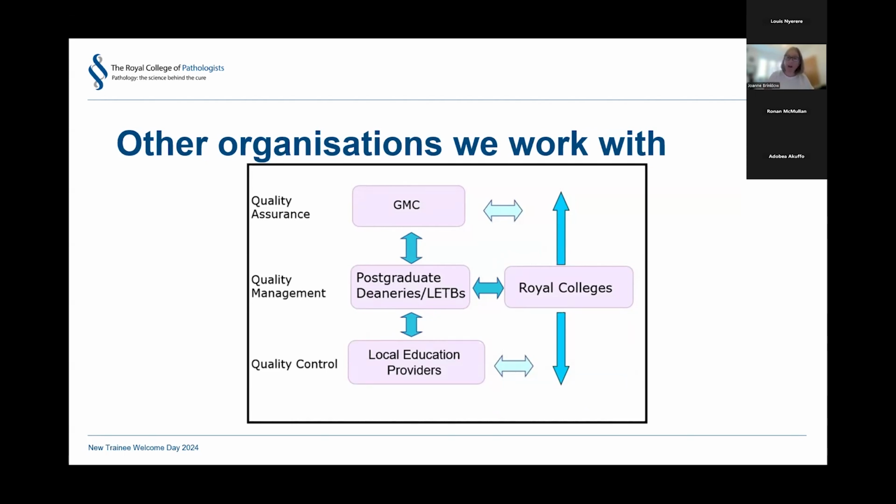We also obviously work closely with the postgraduate deaneries, so they will be, again, another contact for you. Obviously, the deaneries deliver the curricula that the college has set out, and the GMC also oversee that delivery too. And then there are the local education providers where you actually undertake your training. And the college sort of has communications and relationships with all of those groups.